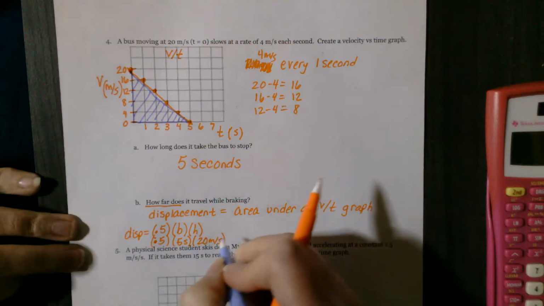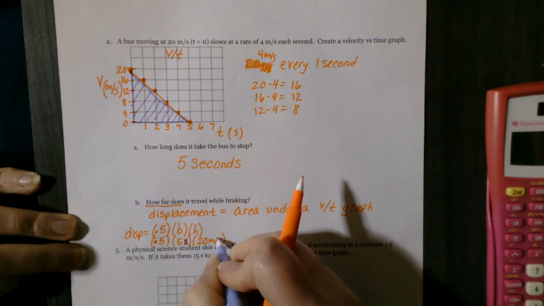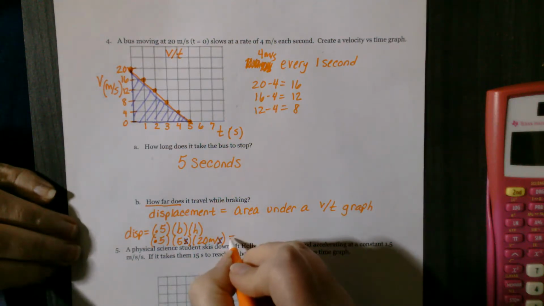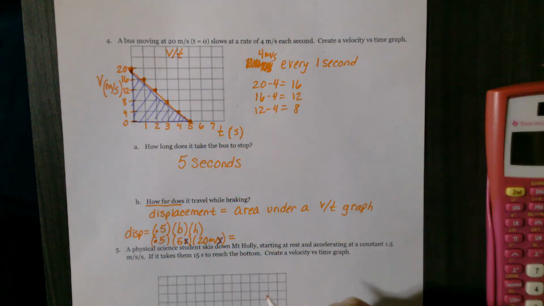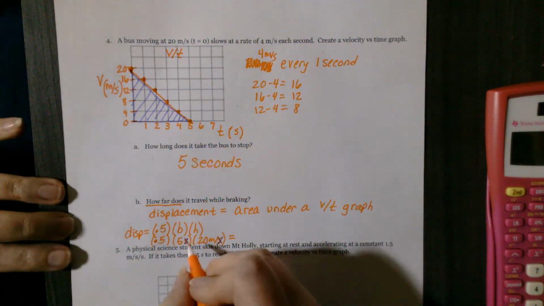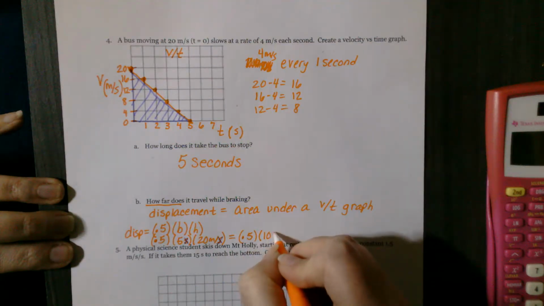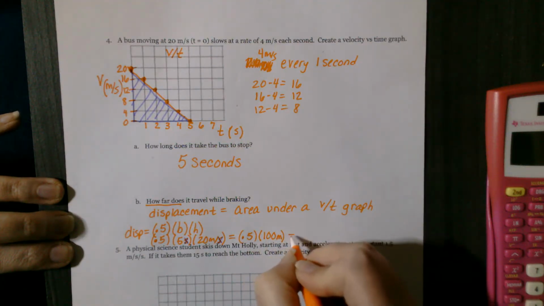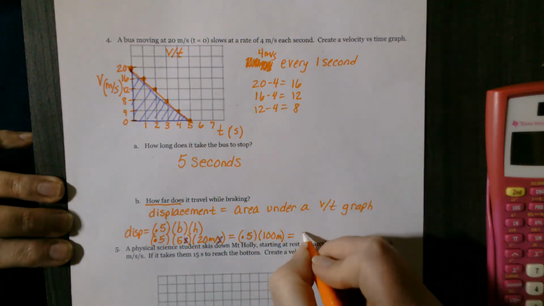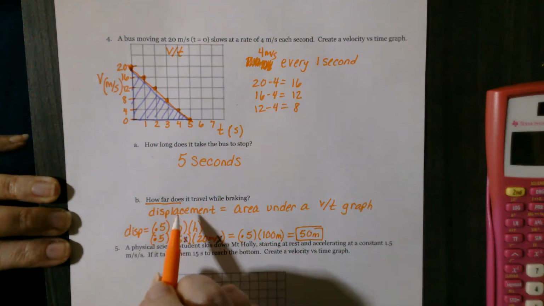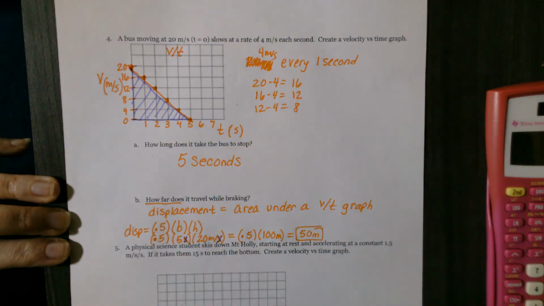And again, notice our seconds cancel. The seconds is in the numerator, this one is in the denominator. So now we've got 5 times 20. Hopefully you guys know that that's 100. So we've got 0.5 times 100 meters. So half of 100 meters is 50 meters. So how far did that bus travel? 50 meters.